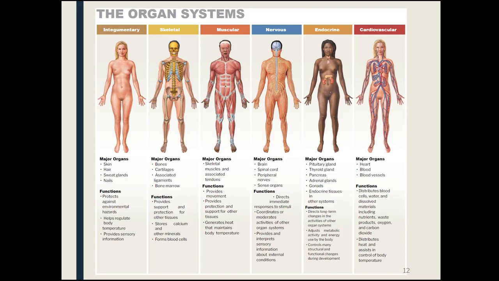It's adjusting metabolic activity, the energy use of the body. It's also controlling many structural and functional changes during development. The organs that are associated with the endocrine system include the pituitary gland, the thyroid gland, the pancreas, the adrenal glands, the gonads, which are reproductive organs, and endocrine tissues that are in other systems.